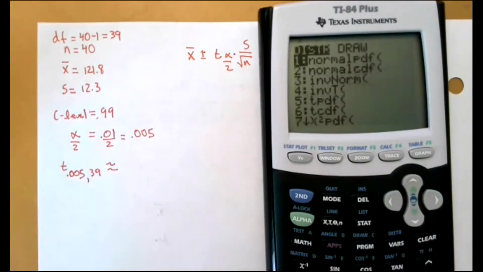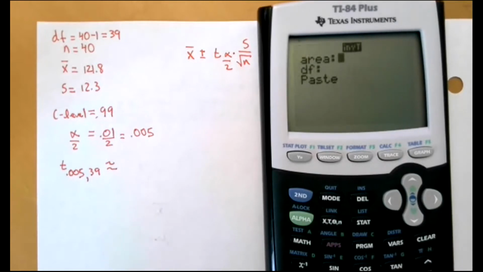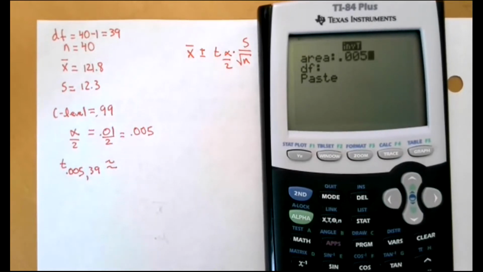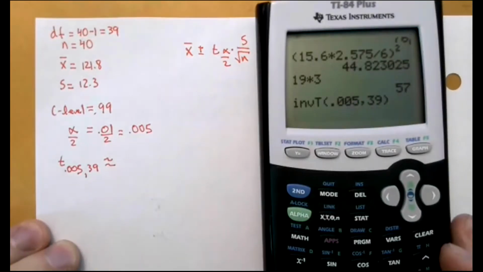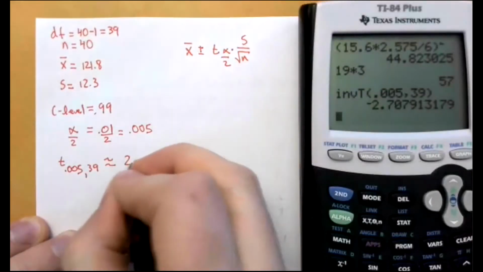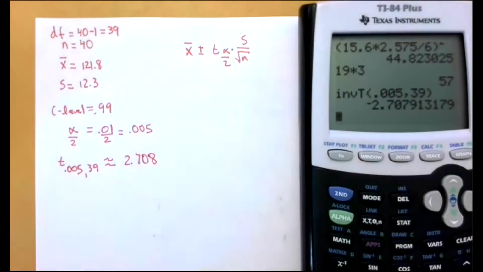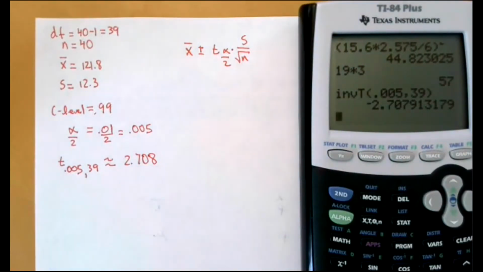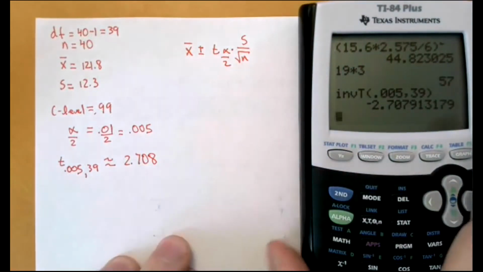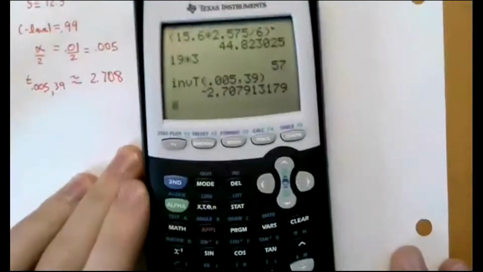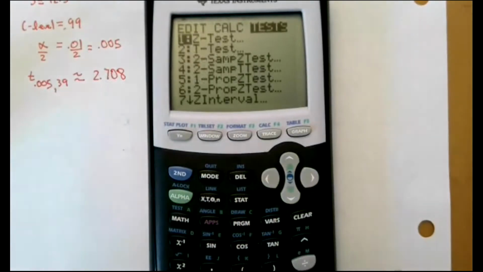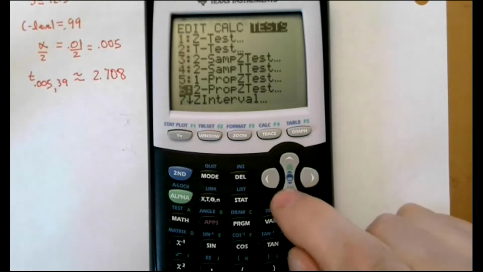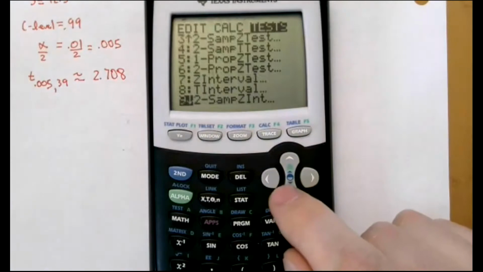So I need second variables. I need option 4. I'm putting in the 0.005 for the area and the 39 for the degrees of freedom. And wait for it. There it is. 2.708 is my critical T value. Now, to get that confidence interval, though, all we need to do is hit stat, wrong button, stat, go over to tests, and let's see. This is a T interval.